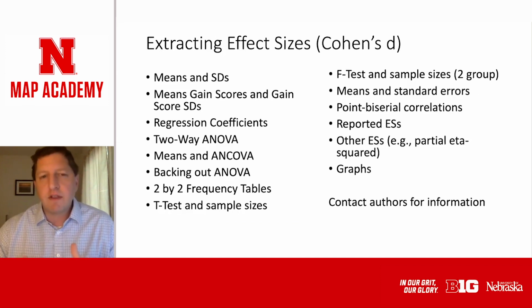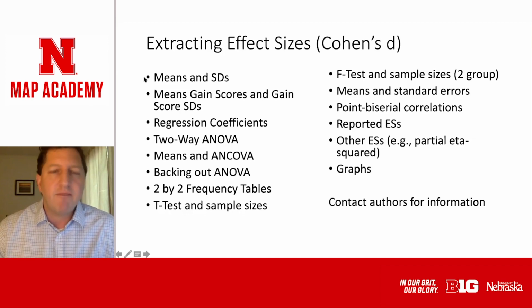There are lots of ways to extract effect sizes. There are lots of different effect sizes that you can extract from a study, and lots of ways to extract an effect size from a study. A good meta-analyst will be able to find ways to get an effect size from a study that you might not have expected. Some people might just say, oh, they don't have means and standard deviations, so I can't calculate the effect size. Well, not so fast. We can look at gain scores and gain score standard deviations, or regression coefficients, 2x2 ANOVAs, means and ANCOVAs, things like that. You can contact the authors for more information.